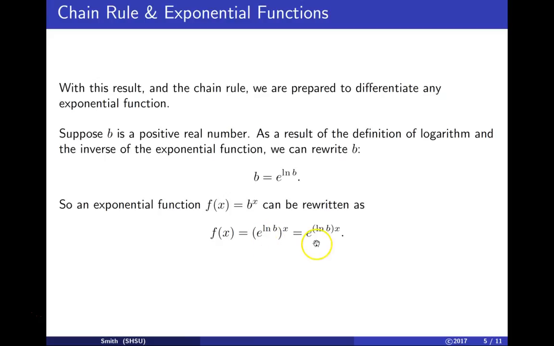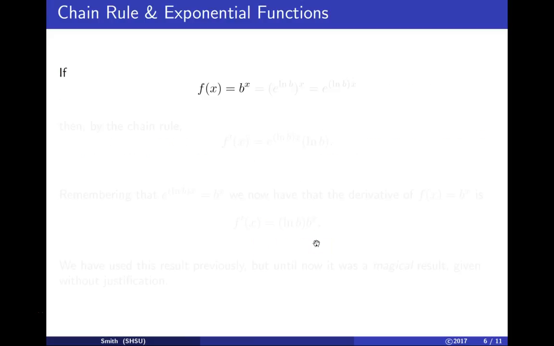So b to the x can be rewritten this way. Again, if my function is b to the x, where b is some positive real number, then I can rewrite it using the inverse function and express it this way. Then if I take the derivative of this final form here, the chain rule tells me that since the derivative of e to some power is just e to that power, I will get e to that power times the derivative of the inside part.